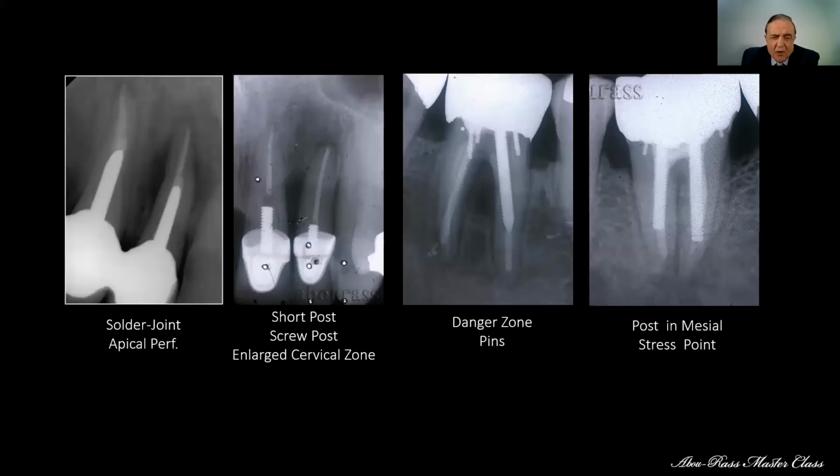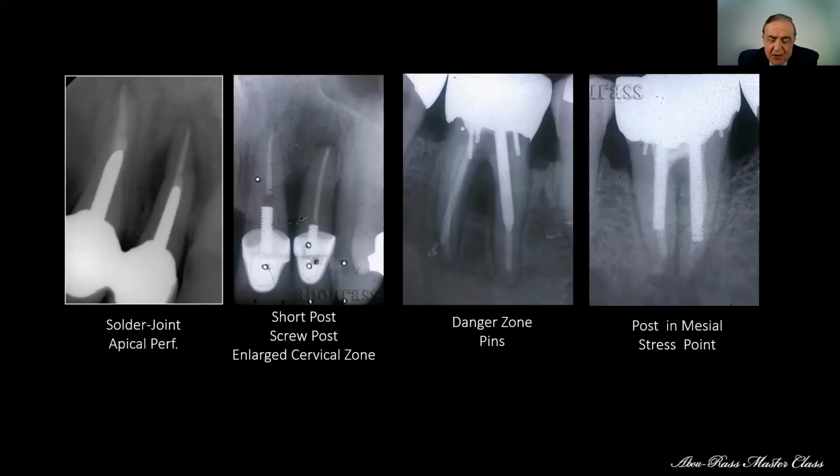So this is what I call the stress points. Here we have a solder joint. Here we have, look at that. This is what I call the deadly short post. The cervical zone is the weakest zone. The cervical zone of the tooth is where you have your pre-flare. That's where you have the canal enlarged.